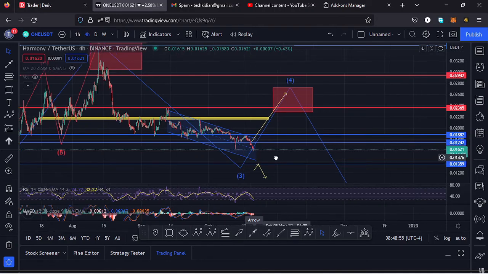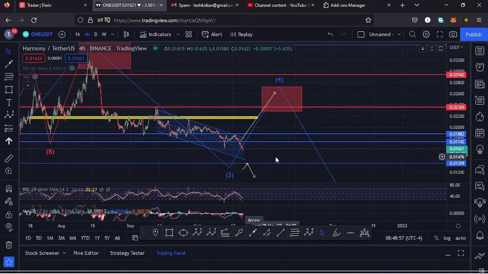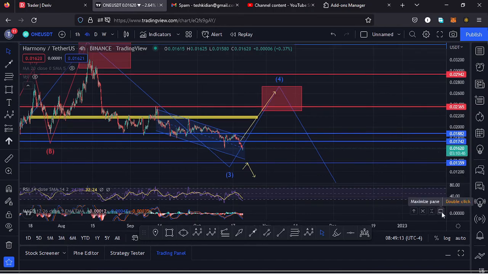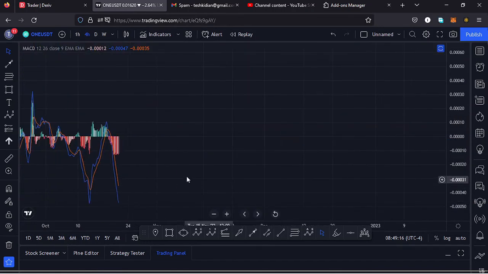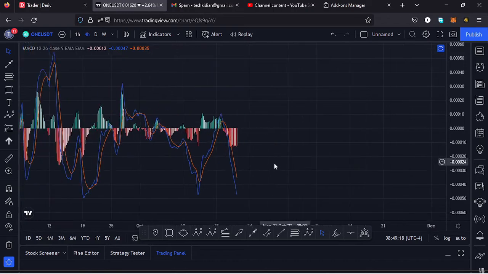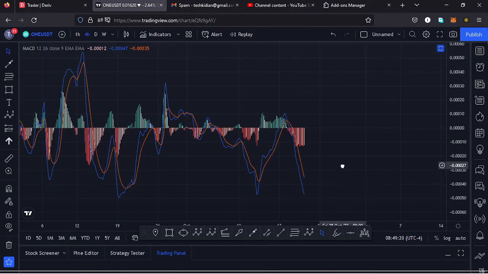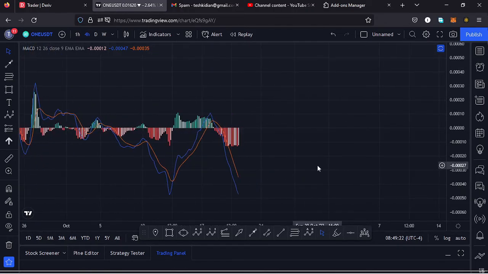And once that plays out, then we can say Harmony 1 has done the minimum that we expected it to do in its ABC corrective movement, and we can expect a nice bounce to the upper side maybe in the next bull movement, taking us back to an all-time high. Also taking a look at the MACD. Here on the MACD, we had printed a bearish cross, and that means lower prices could be coming our way until the moment we print a bullish cross. So let's be patient and see how that plays out, and I'll keep you updated.